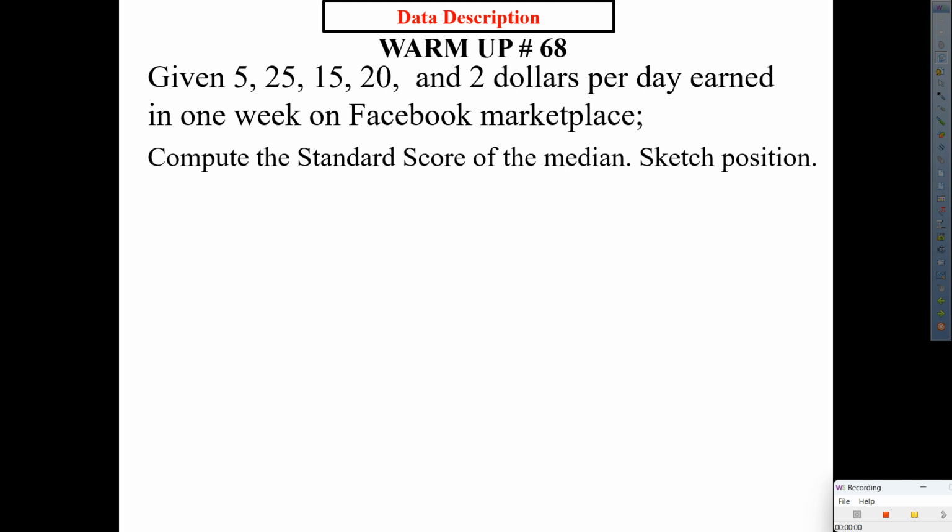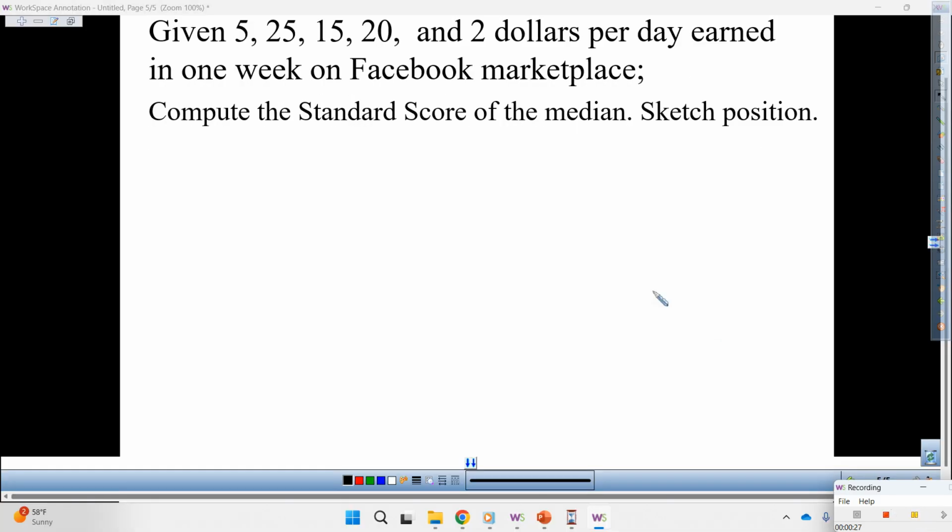Whoop, whoop. Warm-up number 68 is on the screen. As soon as you log in, get started, please. It reads, given 5, 25, 15, 20, and 2 per day on Facebook. Compute the standard score of the median and sketch the position. I'll give you guys some time. Copy, and yes, Max says to put them in order. So read them to me, please.